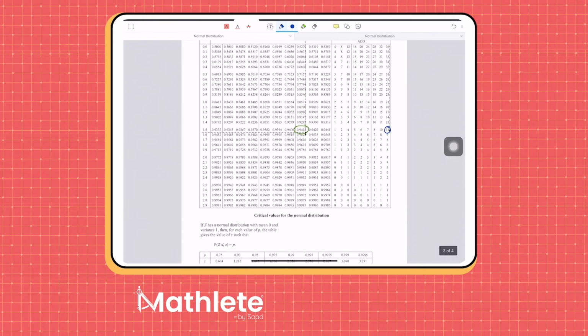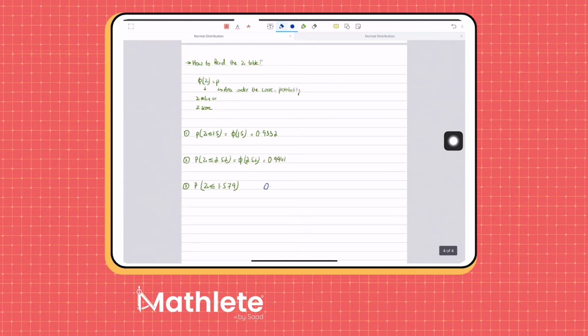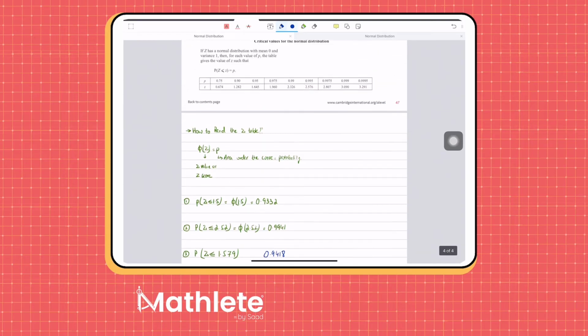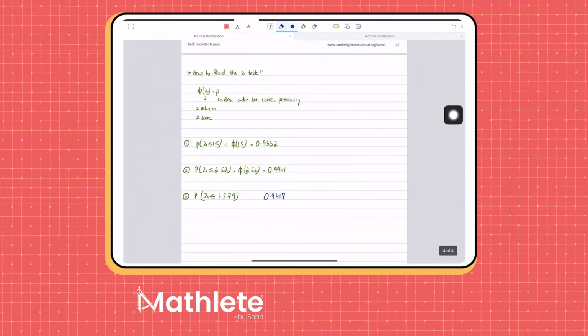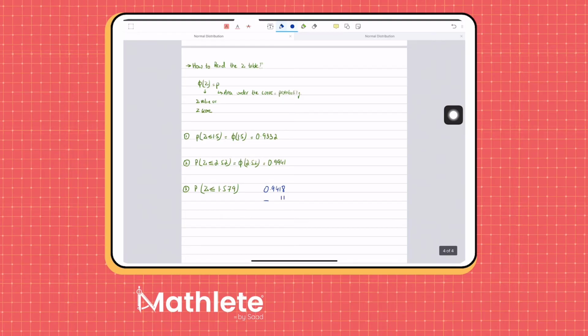Here you have to work it out. 0.9418 was the p-value up until 1.57. But because you have a 9 at the end and the corresponding value of 9 is 11, this 11 you add in the last two digits. So what do you get? You get 0.9459 is the correct answer.